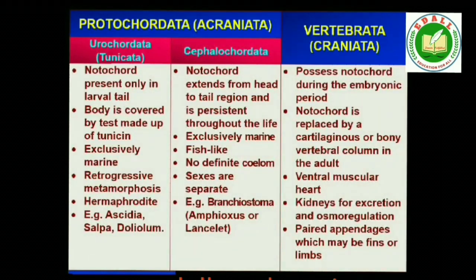The members of subphylum Vertebrata possess notochord during the embryonic period. The notochord is replaced by a cartilaginous or bony vertebral column in the adult. Thus all vertebrates are chordates but all chordates are not vertebrates. Besides the basic chordate characters, vertebrates have a ventral muscular heart with 2, 3 or 4 chambers, kidneys for excretion and osmoregulation and paired appendages which may be fins or limbs.